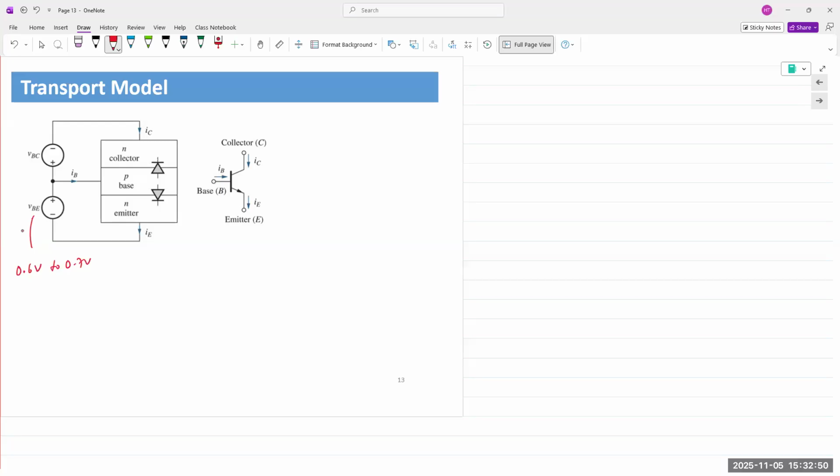All right. So again, we can model this in the transport model. We can have two diodes. We are modeling this by applying voltage sources VBC and VBE between the three terminals. Terminal currents are IC, IB, and IE. Terminal voltages are VB, VC, and VE.